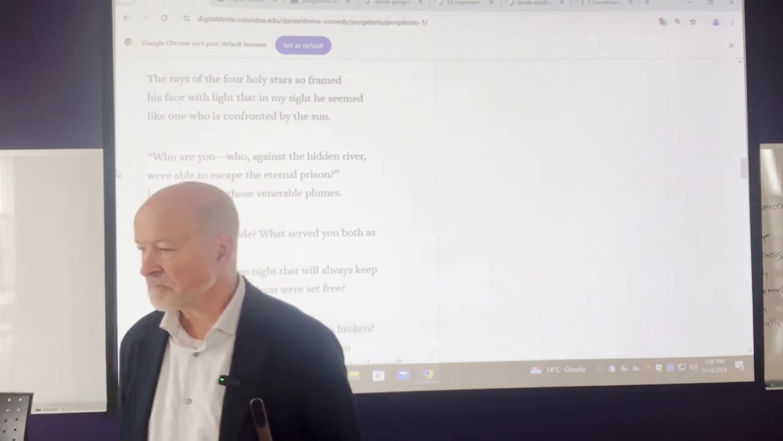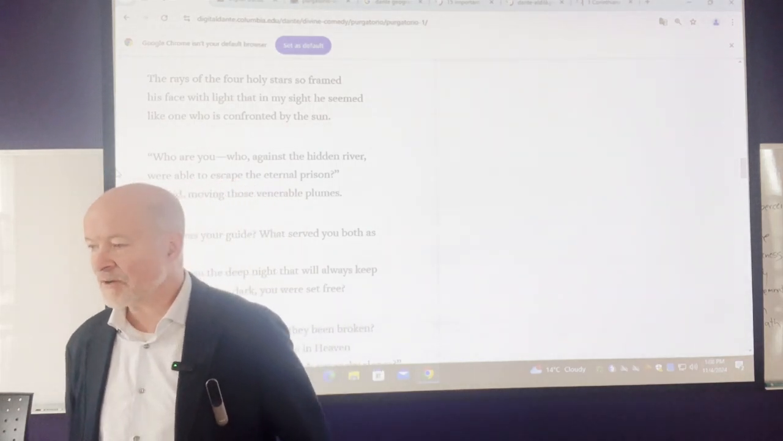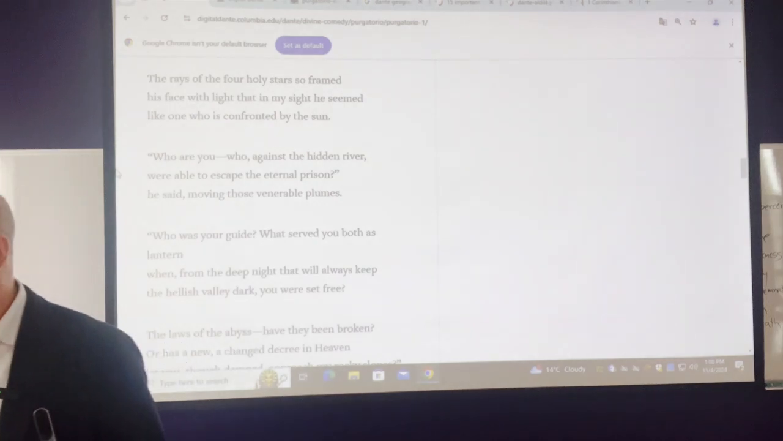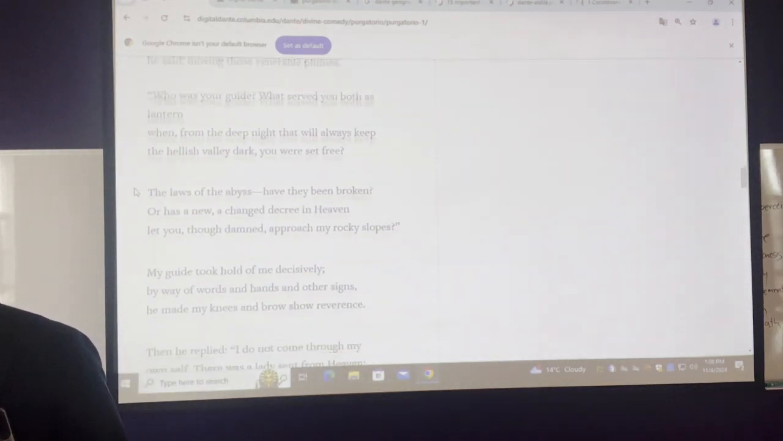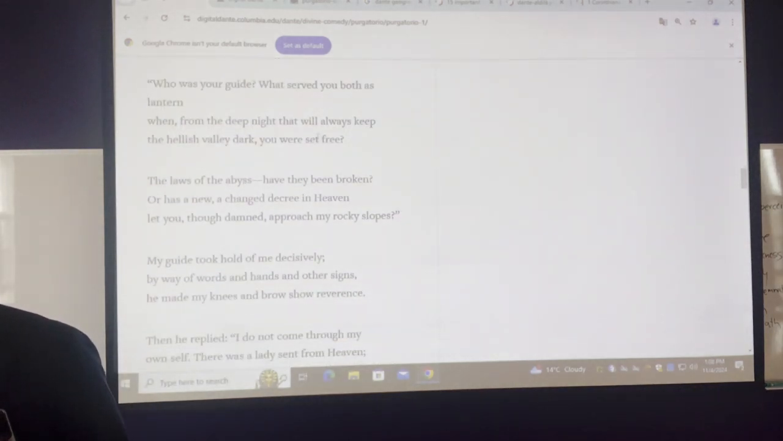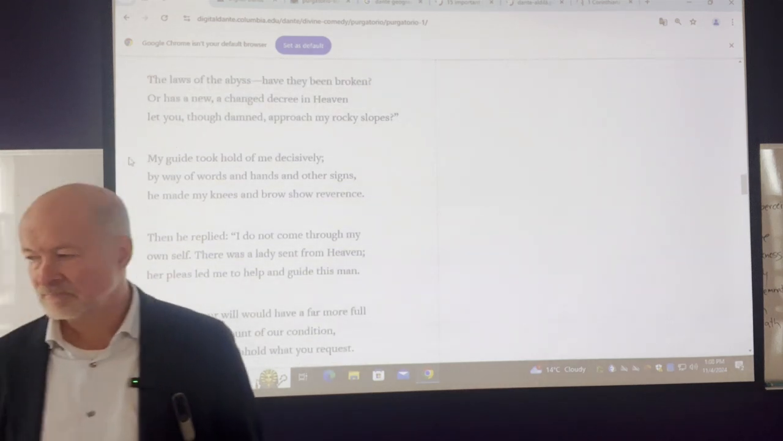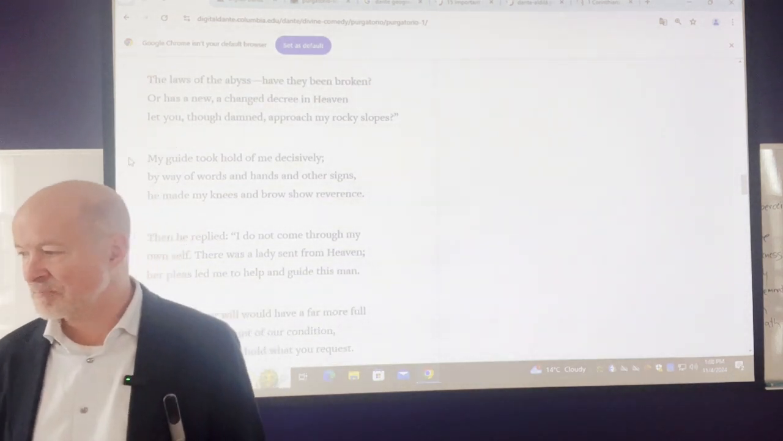How is this possible? Who are you, who against the hidden river were able to escape the eternal prison? he said, moving those venerable plumes. Who was your guide? What served you both as lantern, when from the deep night that will always keep the hellish valley dark, you were set free? The laws of the abyss, have they been broken?